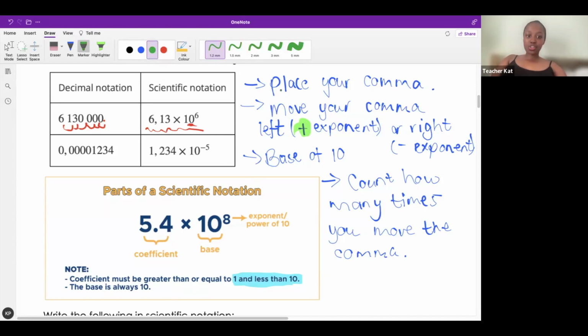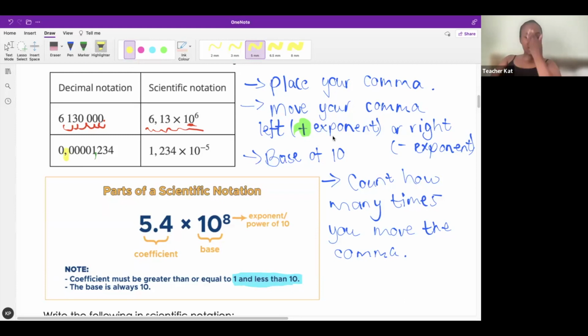Place your comma. It has to be after the 1, because if we put it after the 2, then it's 12. That's bigger than 10. Not allowed. So it's going to be next to the 1. We've placed our comma. Now we decide, is this comma going to move left or right? If it's over here, is it moving left or right? Thank you, Deboho. It has to move to the right.